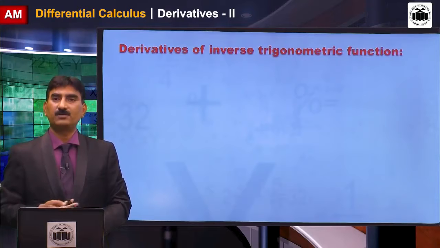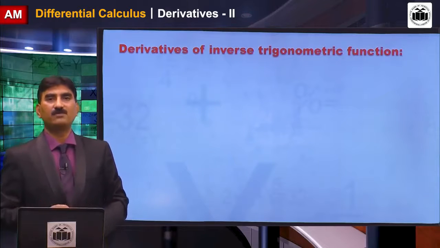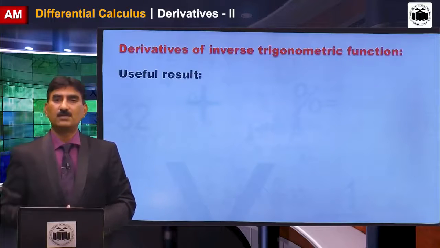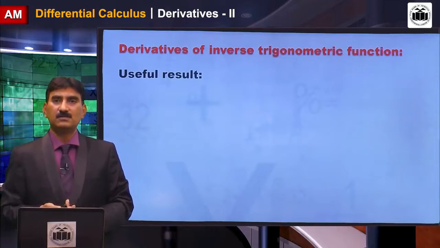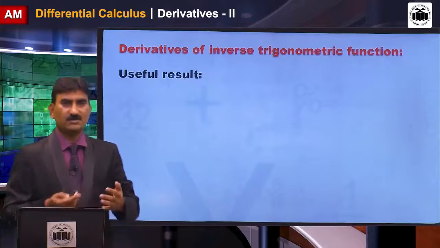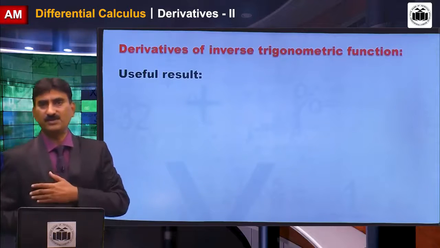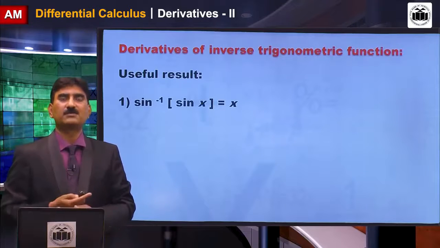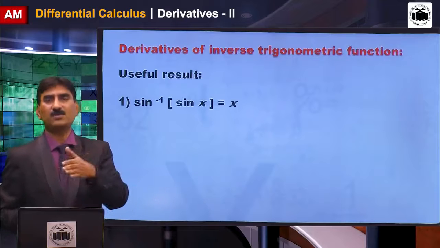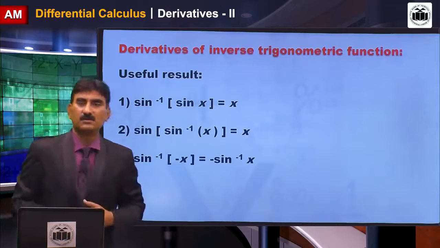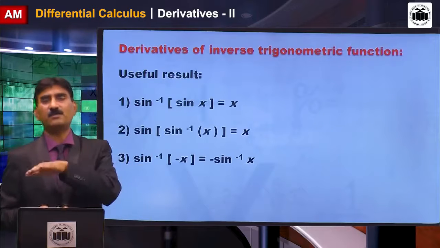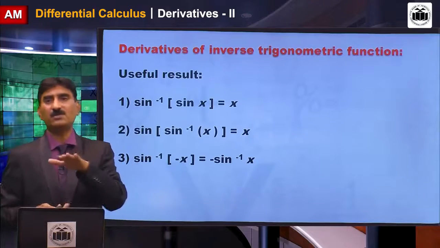Now we are coming to the derivatives of inverse trigonometric functions. So before that we see some useful results for inverse trigonometric functions, because these rules are very important at the time of differentiation. Now we know that sine inverse of sine x is x, cos inverse of cos x is x, tan inverse of tan x is x. Similarly, sine of sine inverse of x is x, tan of tan inverse of x is x, cot of cot inverse of x is x.